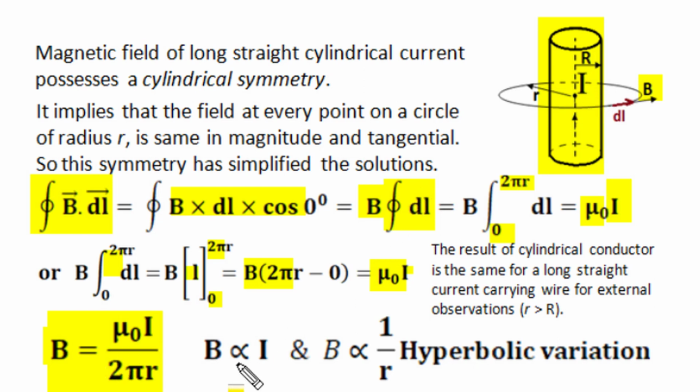So this magnetic field is directly proportional to the current in the conductor. If the conductor current is doubled, the magnetic flux density also gets doubled for the same position, and this magnetic flux density is inversely proportional to the radial distance. Double the distance will have half the value of magnetic flux density. So B and the distance of the observation position from the central axis have a hyperbolic variation.